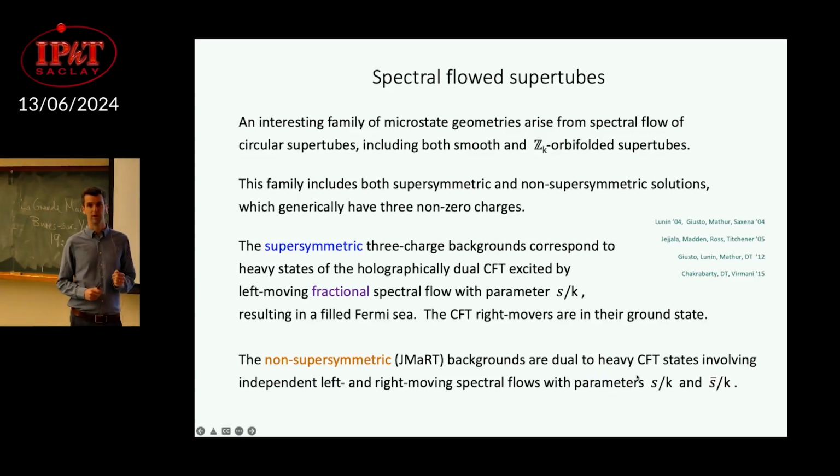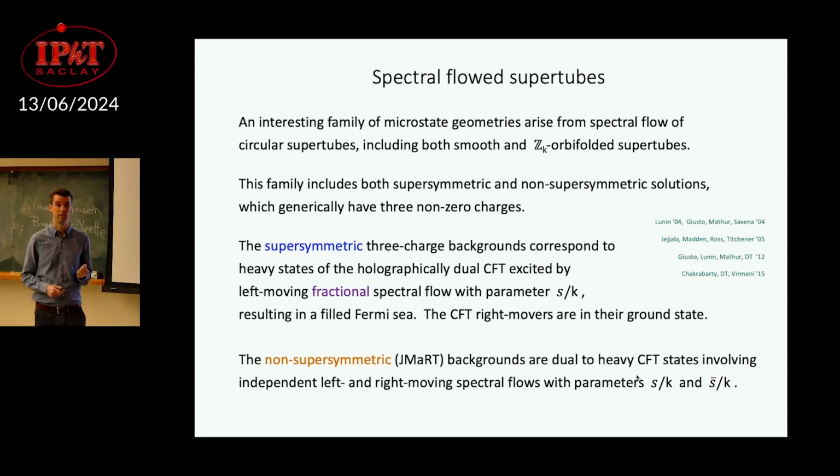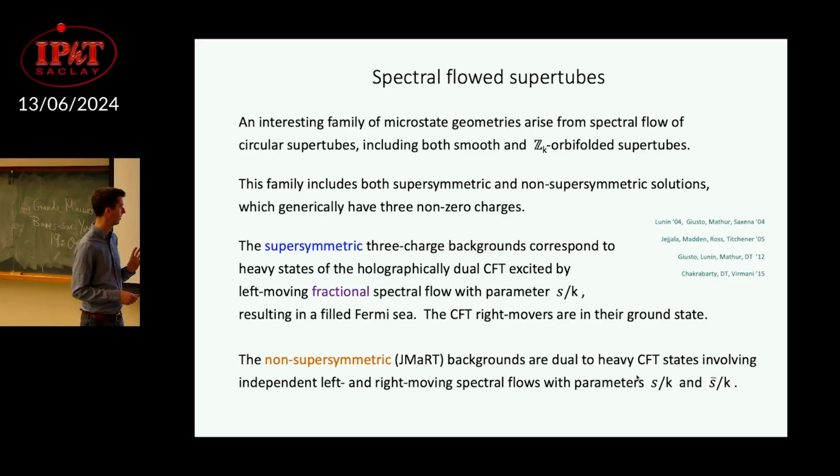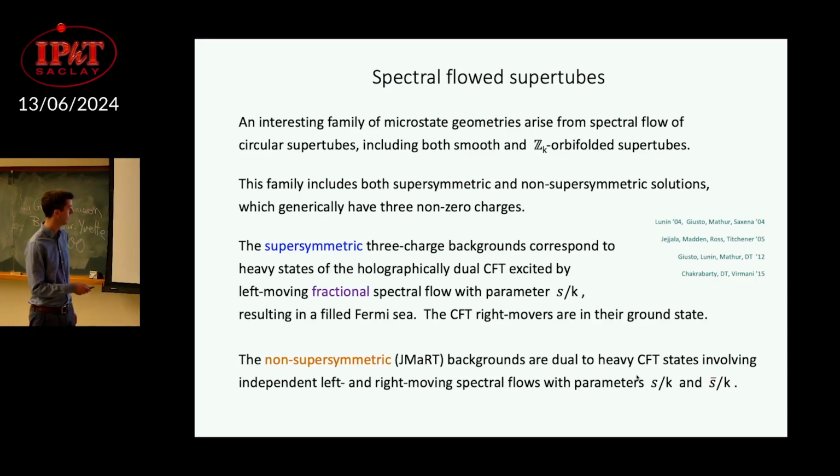When I make this operation, I end up with states which have more rotation than I started with. They now have three charges. I'm adding energy to the system. And the holographic description involves a filled Fermi sea. So there are states which are highly rotating for their energy, but are very simple to describe holographically and relatively tractable also in the bulk. This spectral flow parameter s over k corresponds to a simple large coordinate transformation in the supergravity.